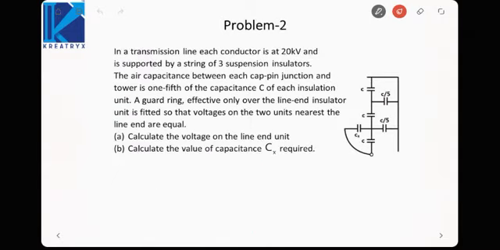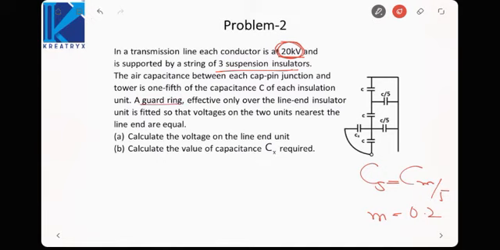In our next problem it is saying, in a transmission line each conductor is at 20 kV. Now here it is given conductor voltage, that is your phase voltage, and it is supported by a string of 3 suspension insulators. So it is a 3 disc insulator. The air capacitance between capacitor pin junction and tower is 1/5 of the capacitance C of each insulation unit. So Cs is Cm by 5. So M is actually 0.2.